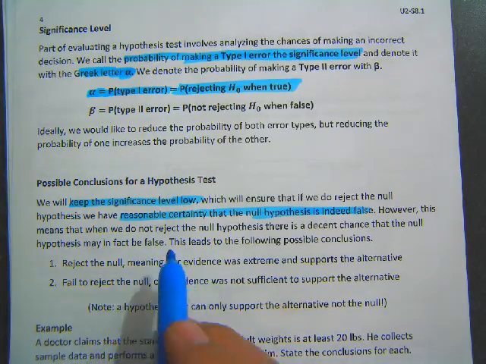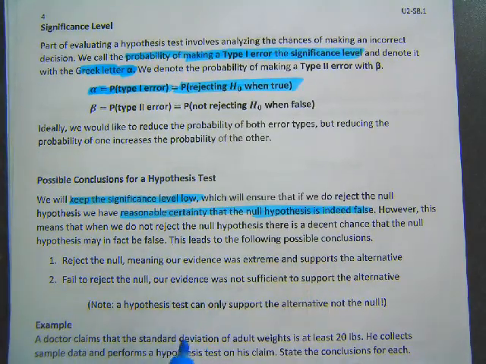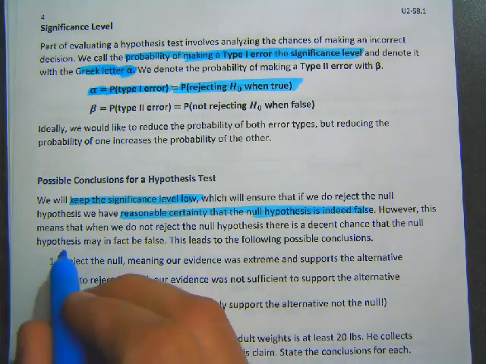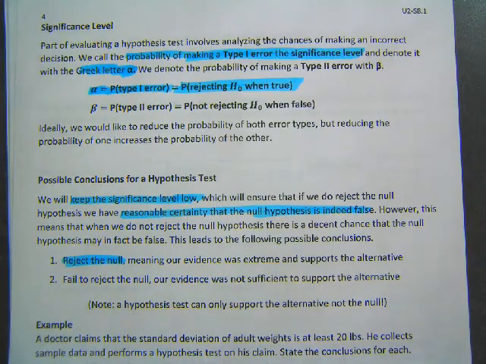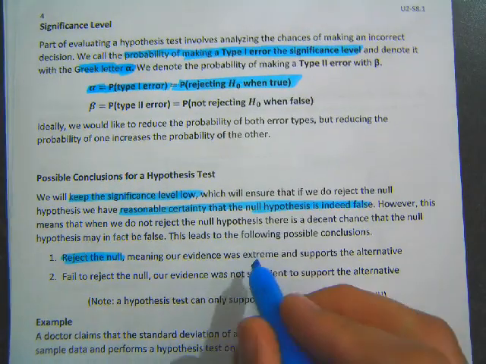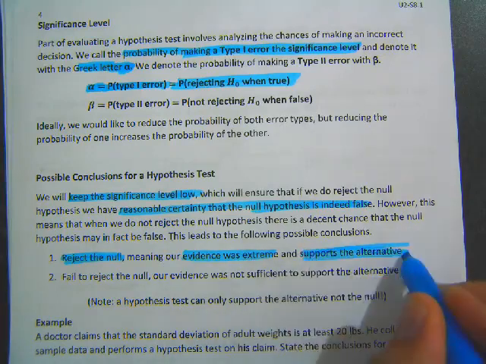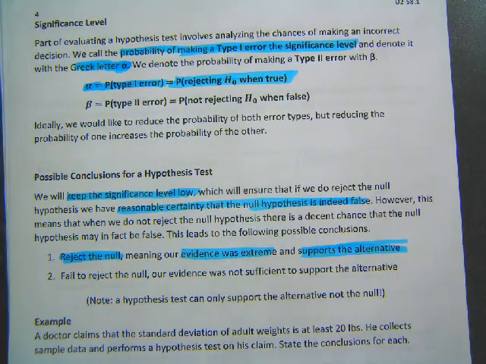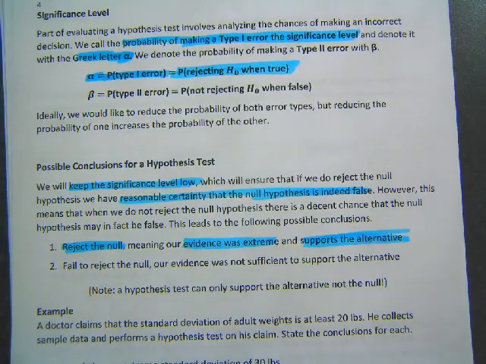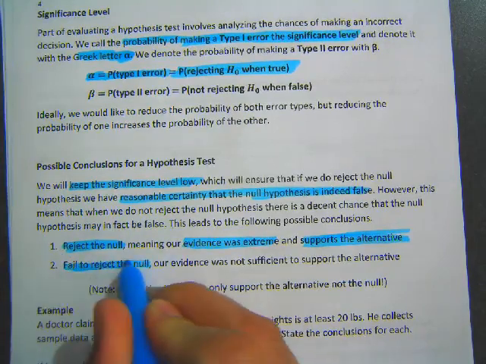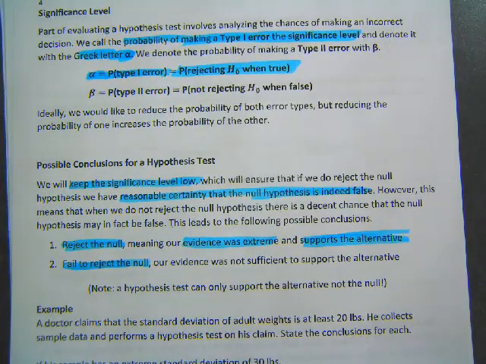So this leads us to the following. When we do a hypothesis test, we only have two options. We can reject the null, which means our data was really extreme. We had extreme evidence, and it supports the alternative. It tells us to go with the alternative. We only do that with extreme evidence because we're being cautious. But on the converse side, when we fail to reject the null, we do that for pretty much everything else.